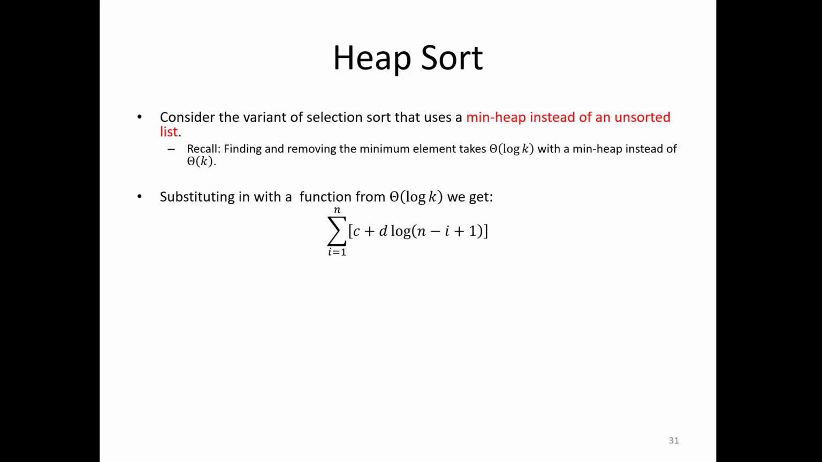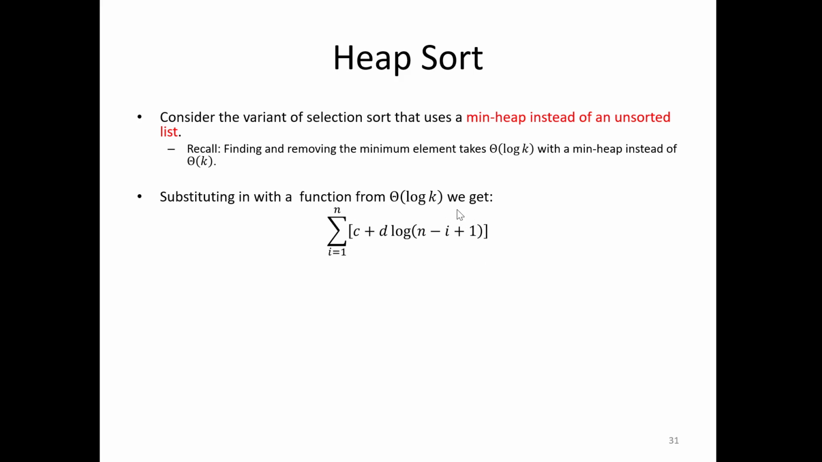Let's once again pivot. Now we want to focus our attention on the other version of this algorithm, where instead of using just a straightforward list, we're going to assume that the elements are stored in a min heap. That way, finding and removing the minimum element no longer takes us theta of k, where k is the size of our list. Instead, it's going to take theta of log k.